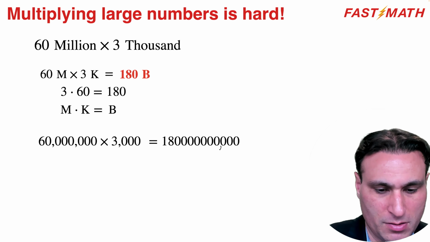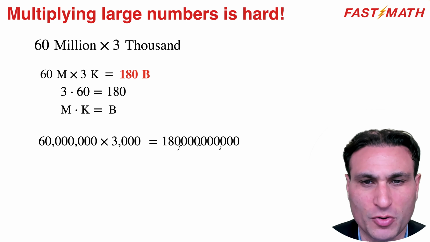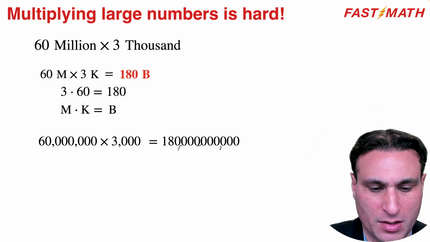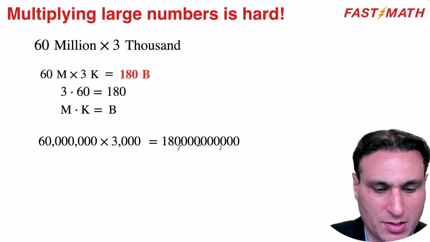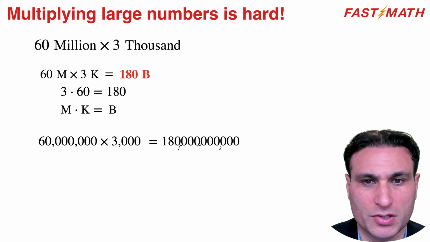Commas go here, here, and here. Interpreting this number, you have 180 billion, just like we found with no zero multiplication. These are thousands, these are millions, and these are billions. Again, most people need pen and paper to do this calculation.